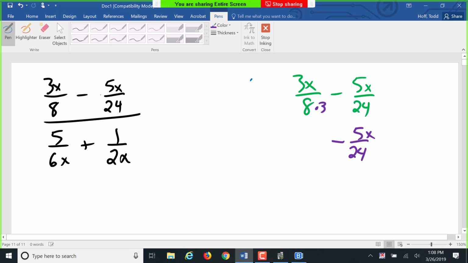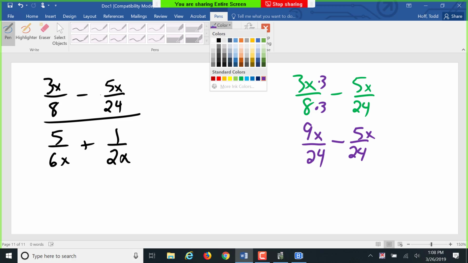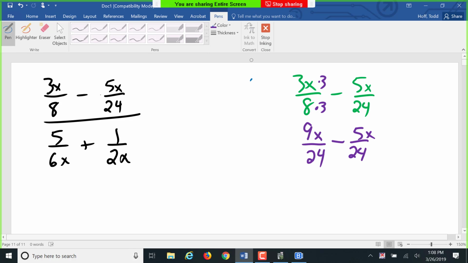So yeah, we have to multiply by 3 to turn the 8 into a 24. So we multiply by 3 in the numerator and denominator. 3x times 3 is 9x, and of course 8 times 3 is 24. So we go ahead and do that subtraction. We combine the numerators. 9x minus 5x is 4x, and we keep the same name, 24.